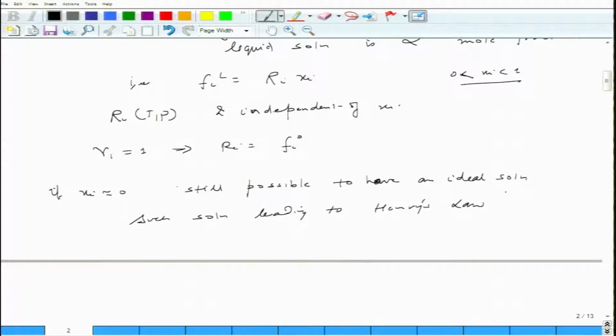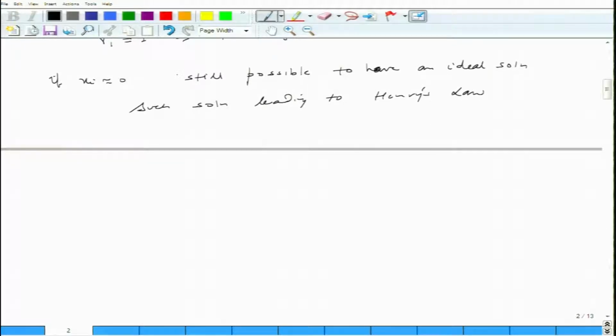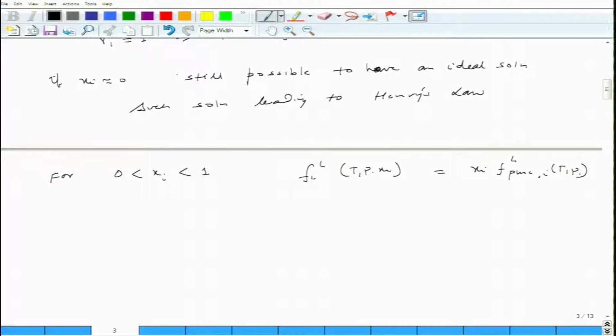I will come back to this in a bit, but let me now consider the case for x_i from 0 to 1. In that case I can write f_i^L as a function of T, P, x_i simply as x_i times f_i^L pure i at T, P. So, that will be the case from the Raoult's law point of view.